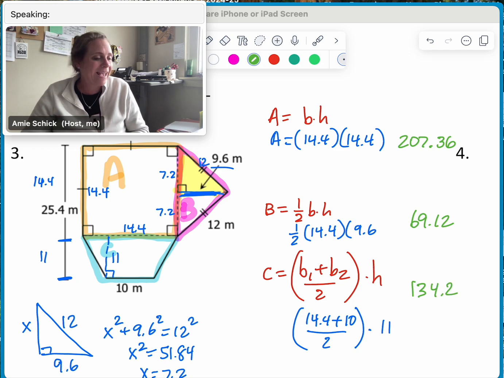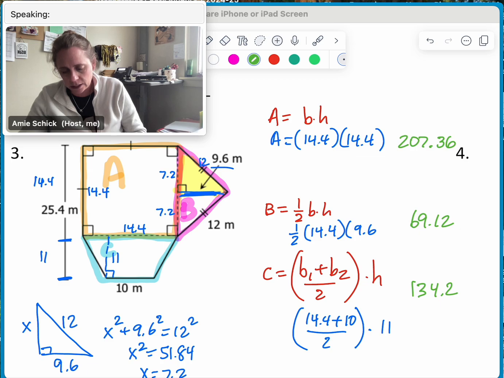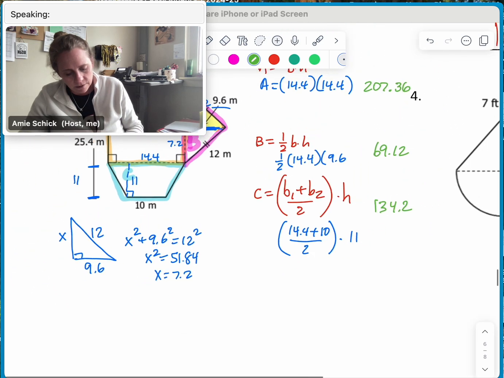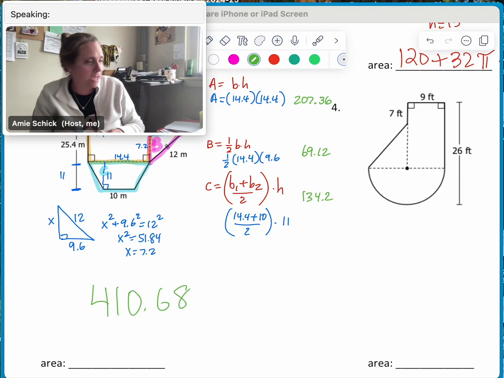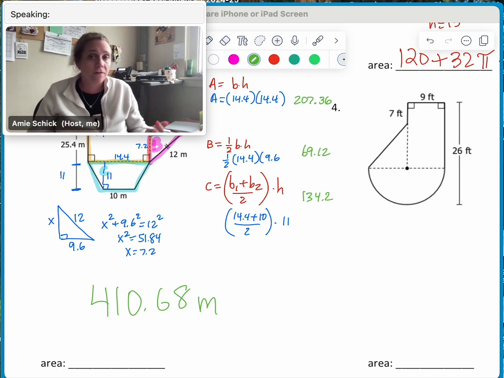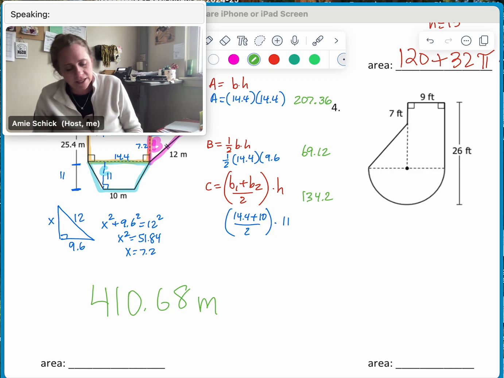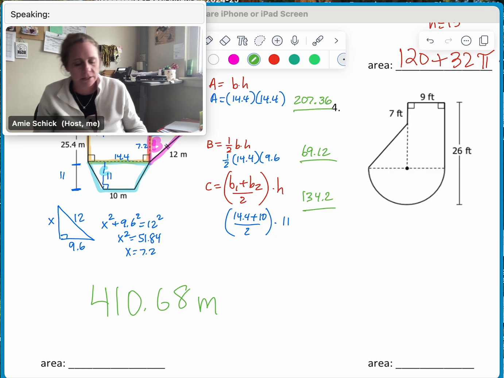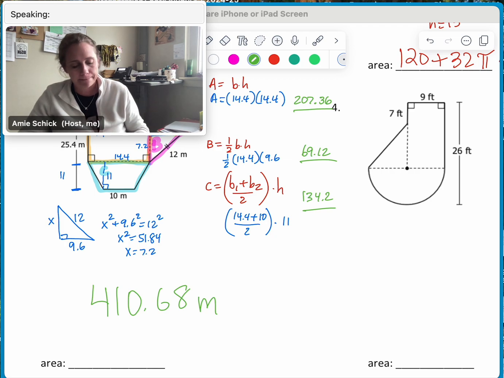134.2. We now will be adding all of those three things together, all of the green totals. 69.12 plus 207.36. Final answer is 410.68. Composite figures basically are just a bunch of shapes touching. You're separating, you're finding each one separately, and then at the end of the day, adding all of those up to make one final area.